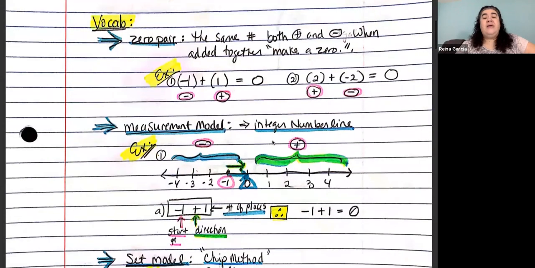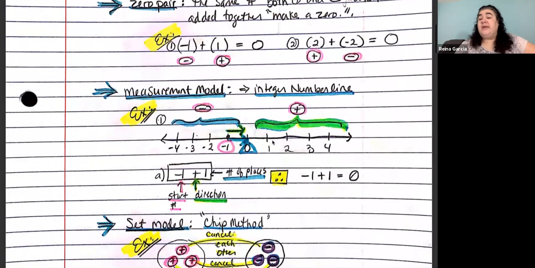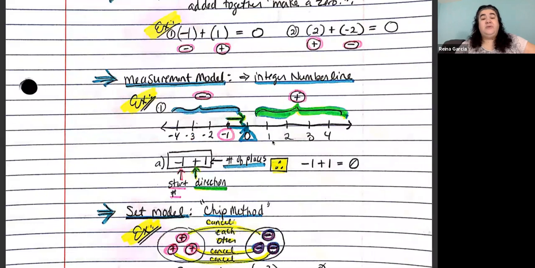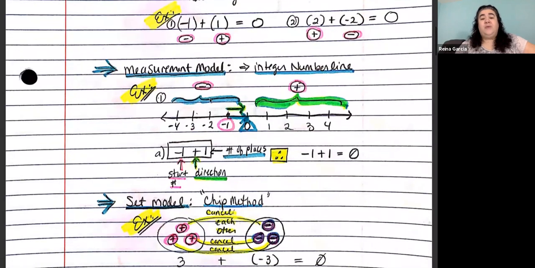We also have two models that we use to explore positive and negative numbers, and here they are. We use what's called a measurement model, which you may have seen referenced as an integer number line, and that's what I was referring to earlier. Here's where we have a number line where 0 is in the middle. It is neither positive nor negative. Everything on the right of 0 is positive. Everything on the left of 0 is negative.